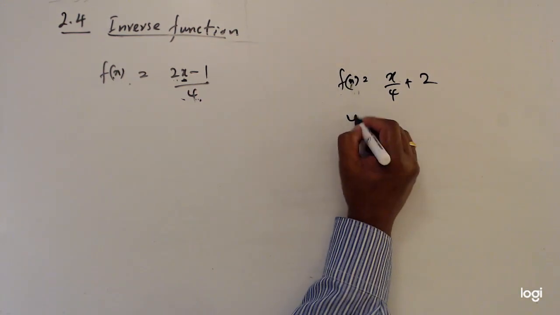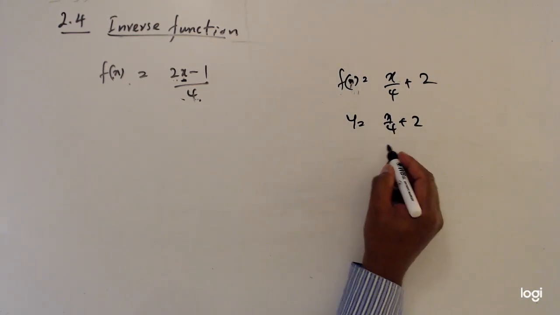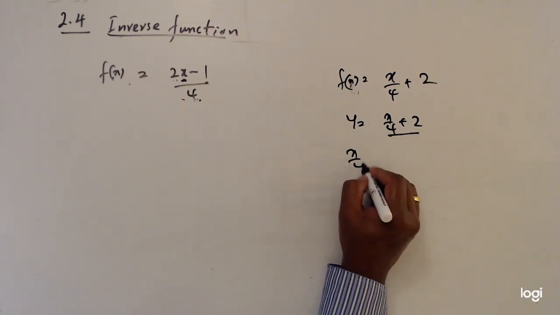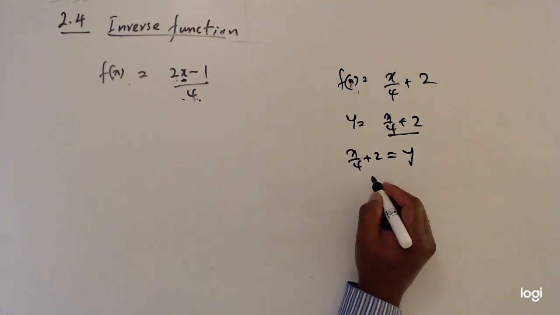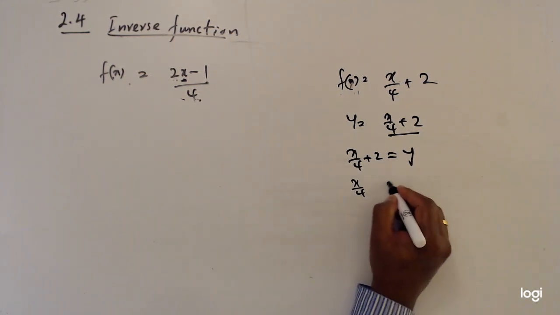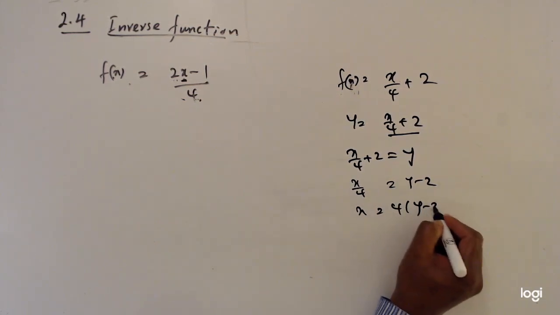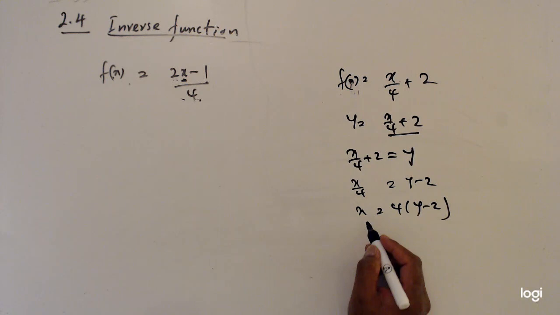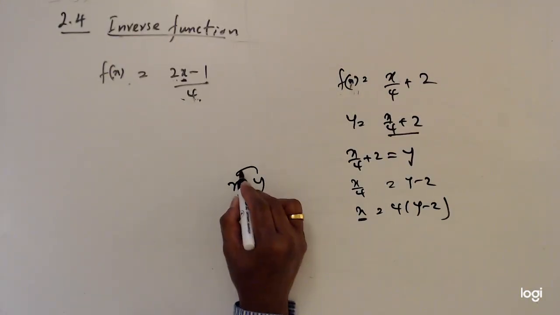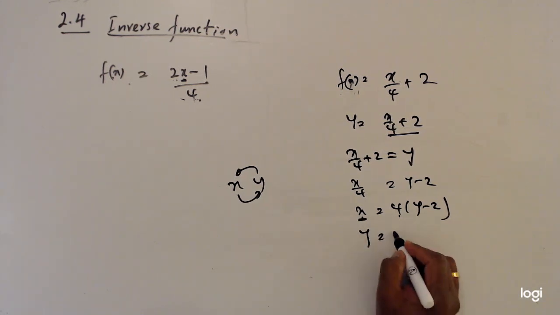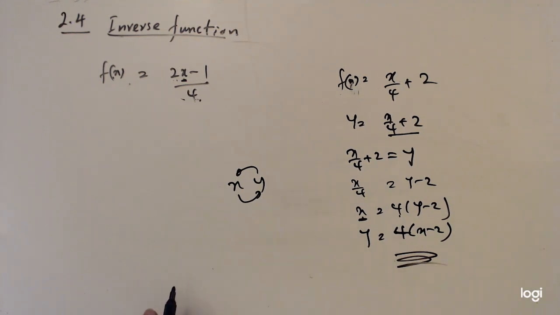So I will put y equals x over 2 plus 2. Then I'll make x the subject. Okay, I will write like this, because x is here now. Then I will take 2 to the other side, y minus 2. Then x equals, cross multiply, 4 times y minus 2. Then I made x the subject. Then x to y, and y to x: x becomes y, and y becomes x. This is the inverse function.